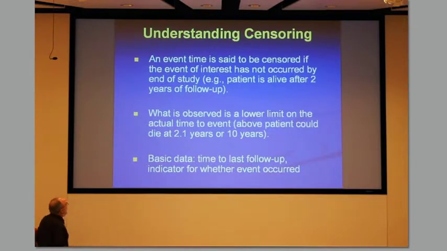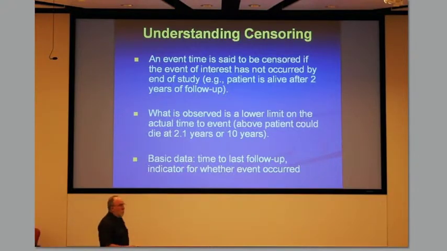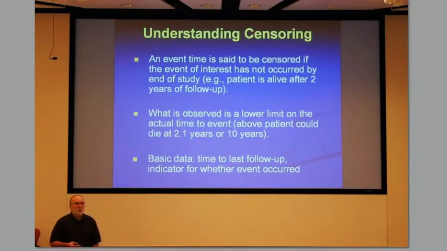And so the patient could be alive after 2 years of follow-up, and all you know is the patient is still alive and has been alive for 2 years. So you don't know their actual time to death. So what you have is the lower limit. The patient that was alive for 2 years could end up dying at, say, 25 months, or could die 20 years later. You just don't know. All you know is that they were alive for 2 years.